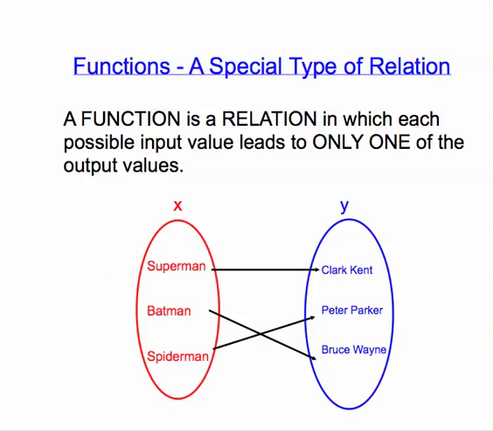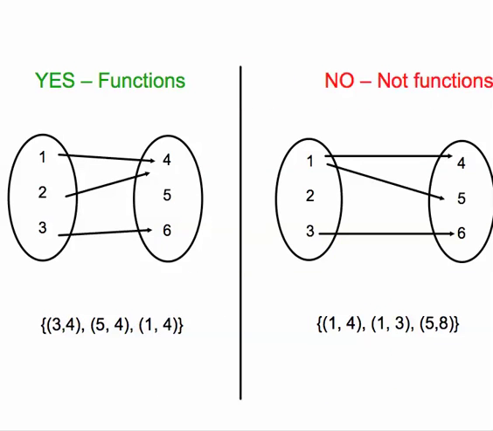Let's take a look at some more examples. On the left, you'll see examples of functions, and on the right, you'll see examples that are not functions. So take a look at this mapping diagram on the left. We've got two arrows pointing to one thing, so we have one output that corresponds to two inputs. But that's okay, because there's no input leading to two outputs.